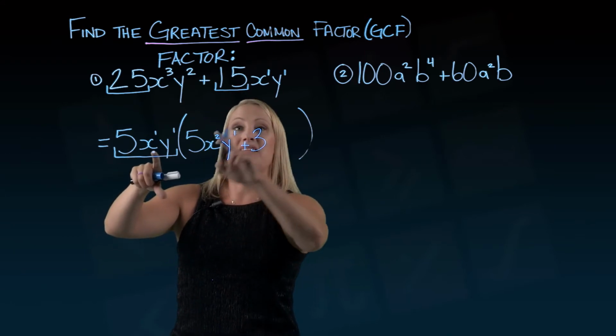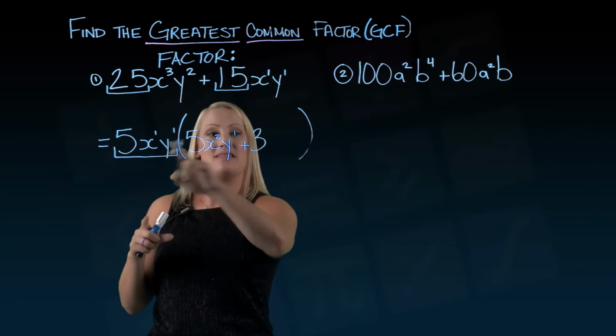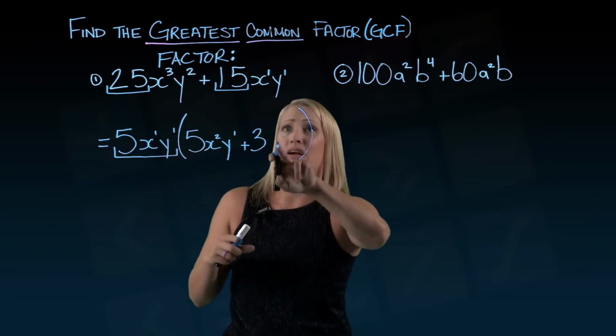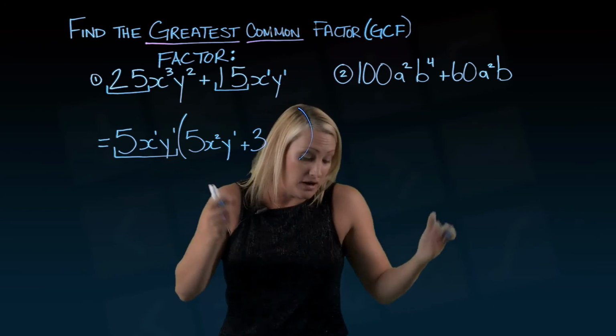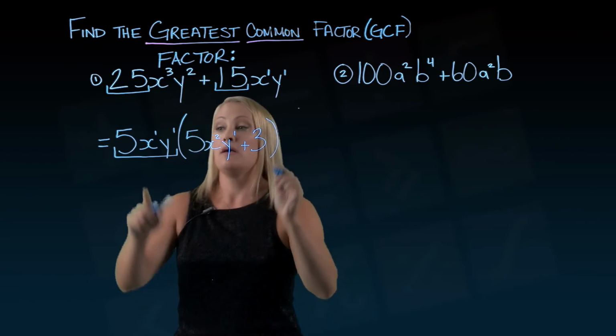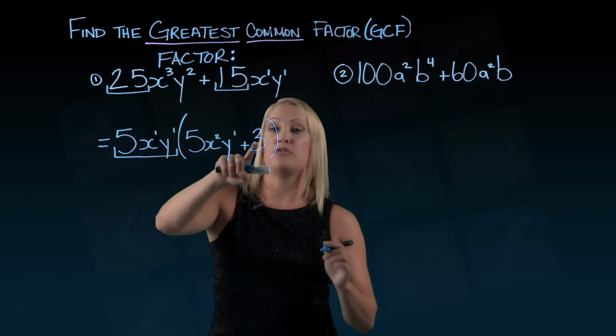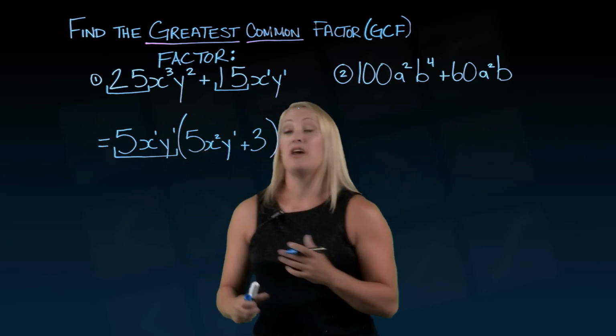And I've got x to the power of 1 and x to the power of 1. Well, we've already got the x there. I don't have to put any more x's there. And also, y to the power of 1, y to the power of 1. I don't have to put any more y's there either, because 5xy times 3 would give me 15xy. So I can actually finish it off like that.